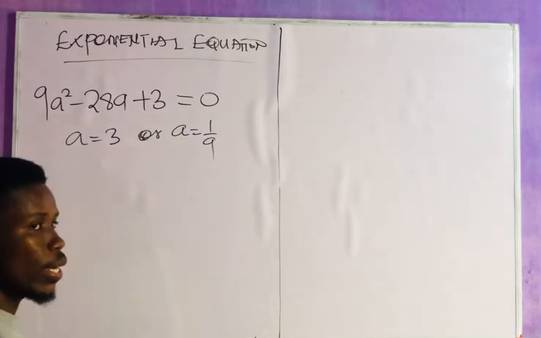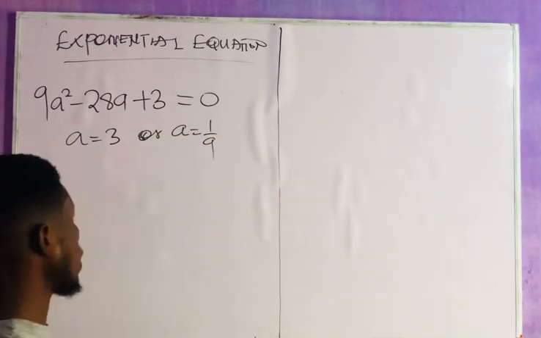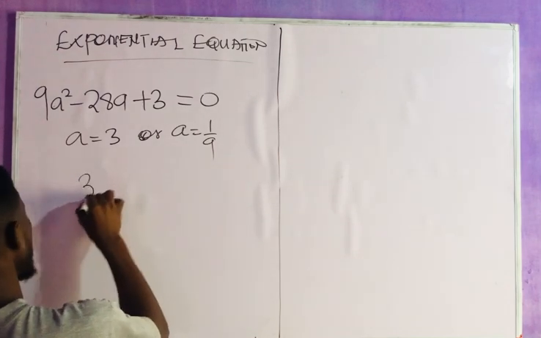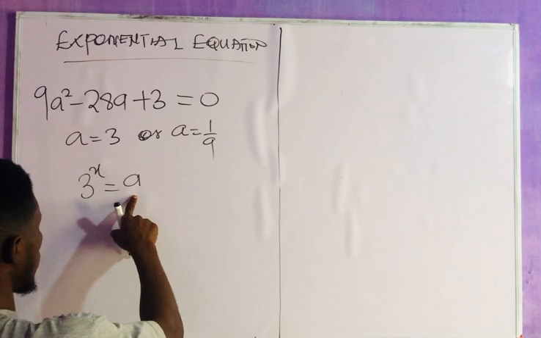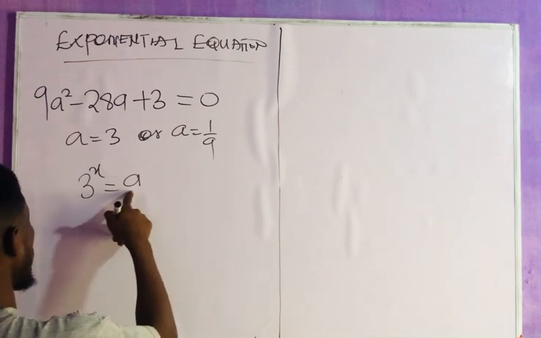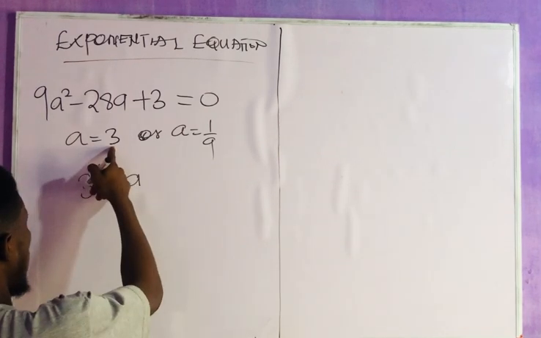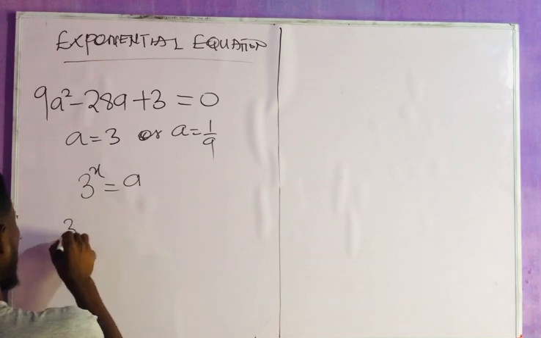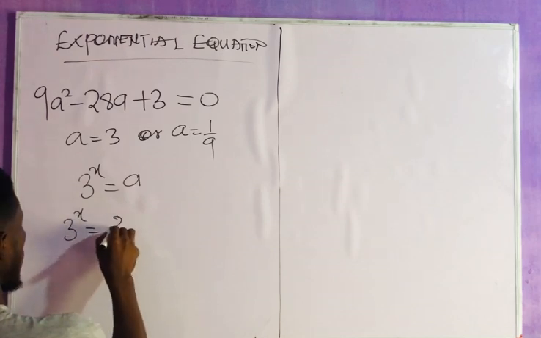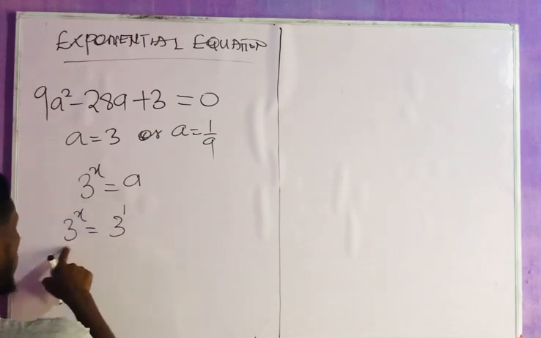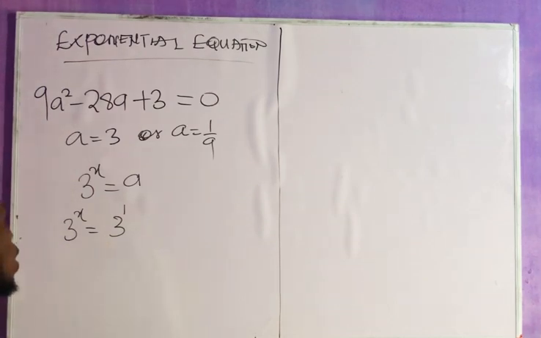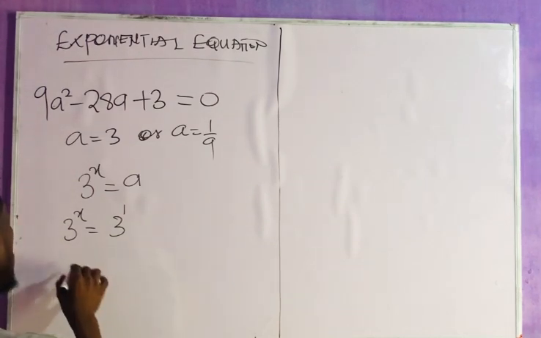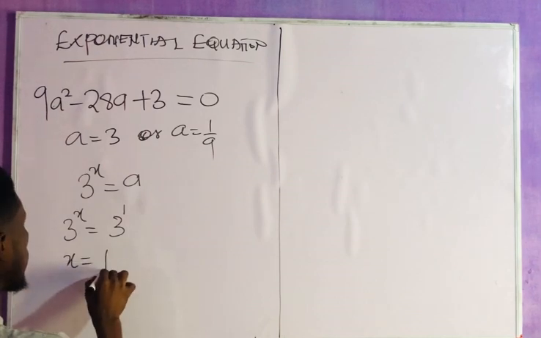But you made the initial guess or hypothesis that 3 to the power x should be equal to a. Okay? So wherever you see a, you replace it by what? 3. So I have 3 to the power x equals 3. Remember here is power 1. And these two have the same base, so you equate their powers, so x will be 1.